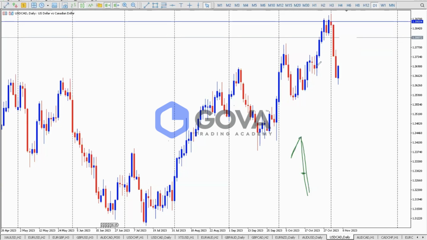You can see this is a rally-based drop on a higher time frame. Rally, base, and a drop in price. And you are trying to take a sell trade here. Does it make sense to you at all? It doesn't make sense.